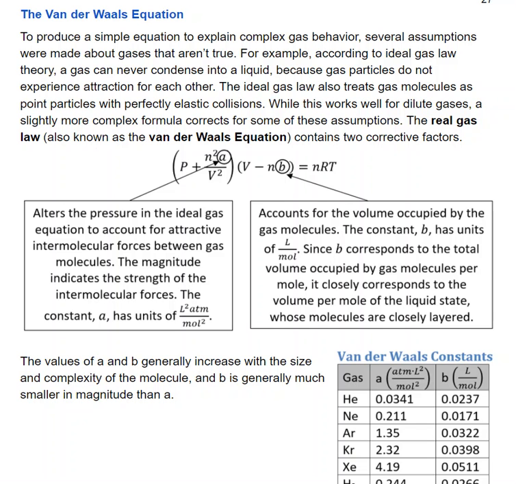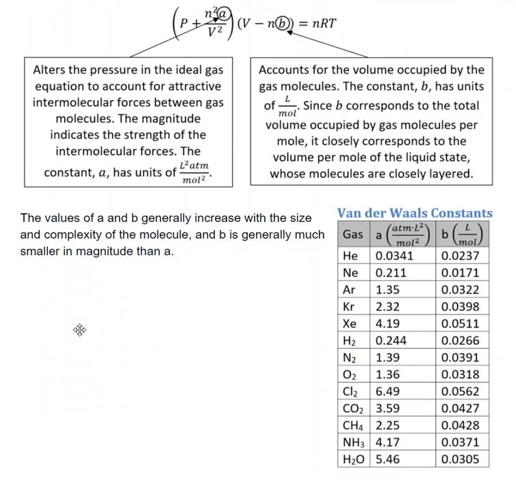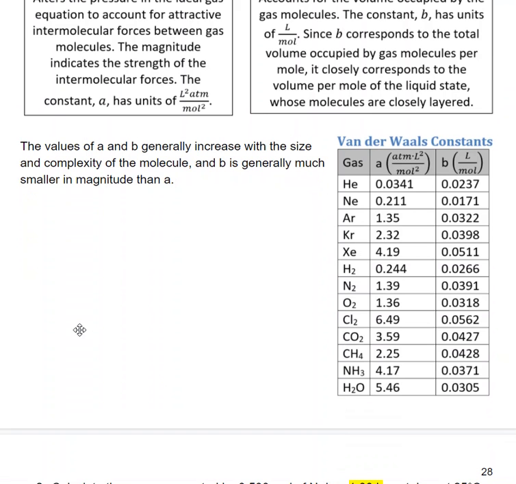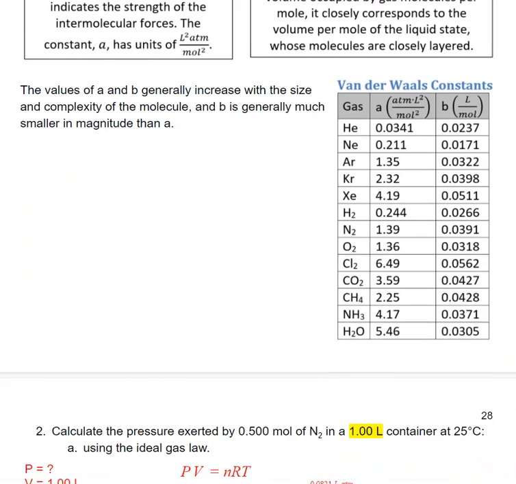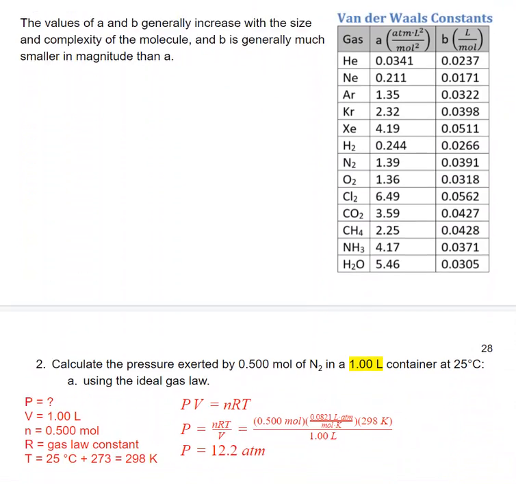It's got some funky units. Notice that we have pressure in atm, so we have to make sure that unit cancels appropriately. b accounts for the volume occupied by the actual gas molecules. So b corresponds to the total volume occupied by gas molecules per mole. It very closely corresponds to the volume that we would get per mole of liquid state. a and b values generally increase with the size and complexity of the molecule, and b is usually much smaller in magnitude than a.